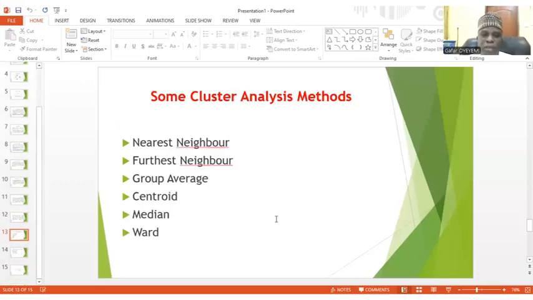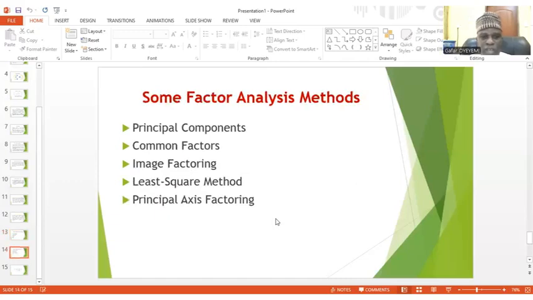We look at some methods in cluster analysis, and these methods include nearest neighbor, furthest neighbor, group average, centroid, median, and Ward method. And also, some methods of factor analysis include principal components analysis, common factor analysis, image factoring method, D-square method, and principal axis method.